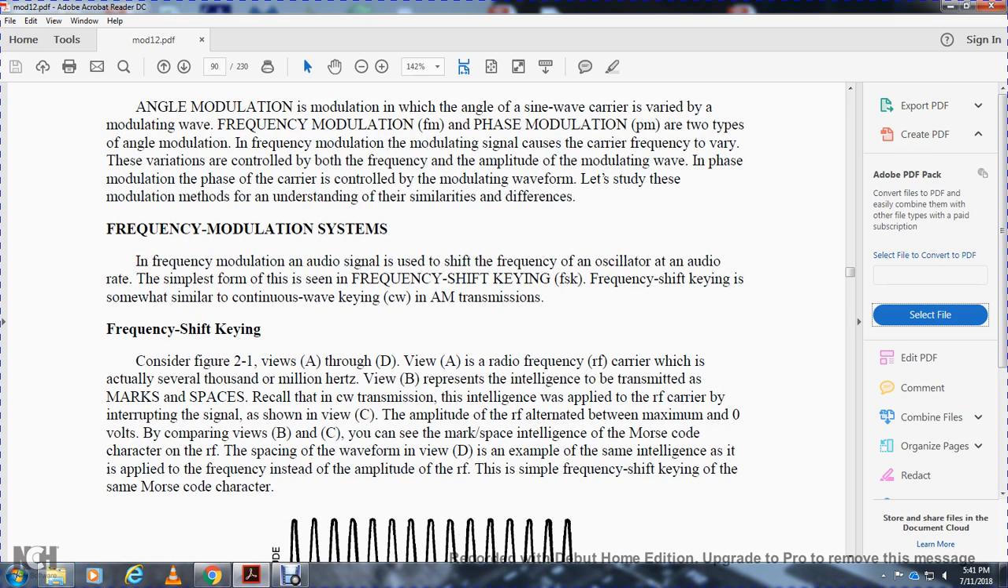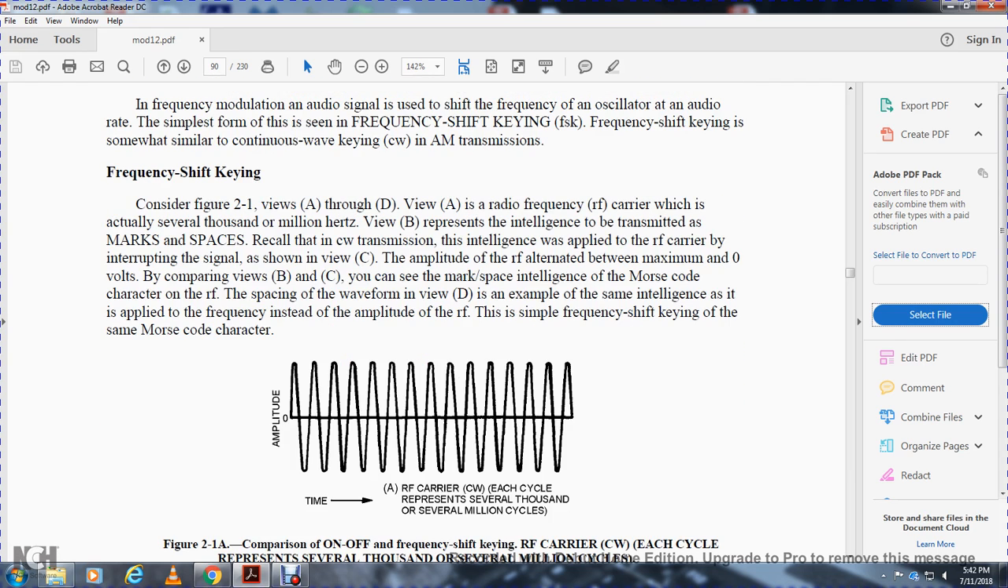Recall that in continuous wave transmission, this intelligence was applied to the radio frequency carrier by an interrupting signal, shown in view C, with the amplitude of the radio frequency alternating between maximum and 0 volts. By comparing views B and C, you can see that the marks and spaces of the intelligence, the Morse code character, are placed on the radio frequency carrier. View D is an example of the same intelligence applied to the frequency instead of the amplitude of the radio frequency. This is frequency shift keying of the same Morse code character.